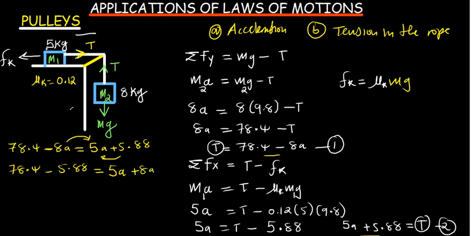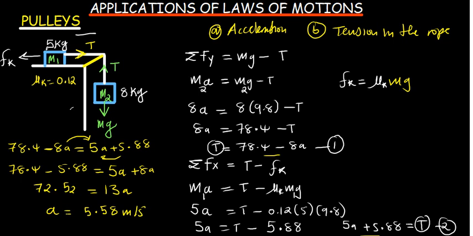So we can subtract that. 78.4 minus 5.88, that is 72.52. If we add 5 plus 8, it is going to give us 13a. So to remain with a, the acceleration is going to be 72.52 divided by 13. That is going to give 5.58 meters per second squared.